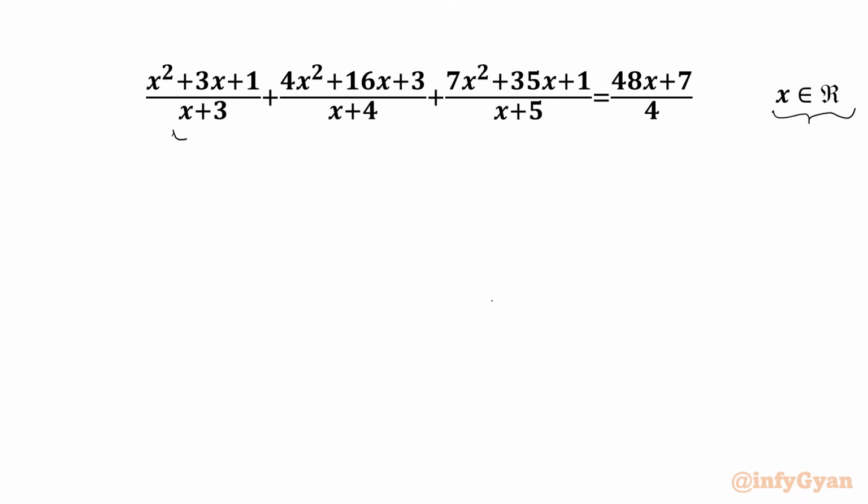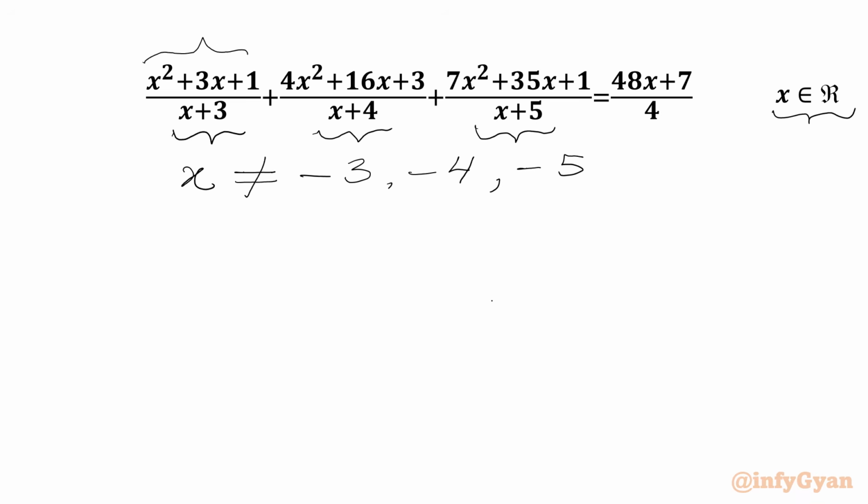x belongs to real numbers, so our denominators cannot be equal to 0. We will write x can't be -3, -4, -5. Now we are going to write our numerators. I will take x common, so in the bracket we can write x plus 3 and there will be plus 1 in the numerator, and in the denominator we'll write x plus 3.